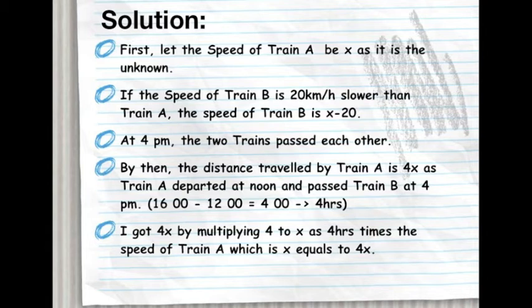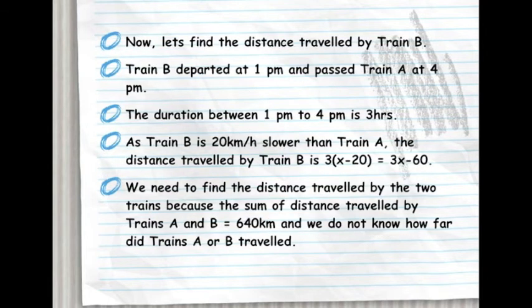I've got 4x by multiplying 4 by x, as 4 hours times the speed of train A, which is x, equals 4x. Now, let's find the distance traveled by train B. Train B departed at 1 p.m. and passed train A at 4 p.m. The duration between 1 p.m. to 4 p.m. is 3 hours. As train B is 20 km per hour slower than train A, the distance traveled by train B is 3 bracket x minus 20 equals 3x minus 60.